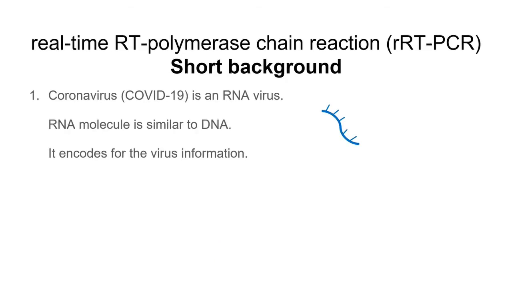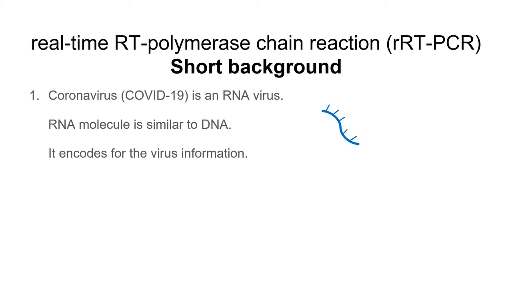Let's go a bit deeper into the technology. The test is based on the technique called real-time RT polymerase chain reaction, or rRT-PCR. In order to understand the test, you need to know that the coronavirus COVID-19 is an RNA virus. RNA is a genetic sequence, similar in structure to DNA, which is our genetic sequence. It is basically the coding sequence, the coding letters that encode the virus information.